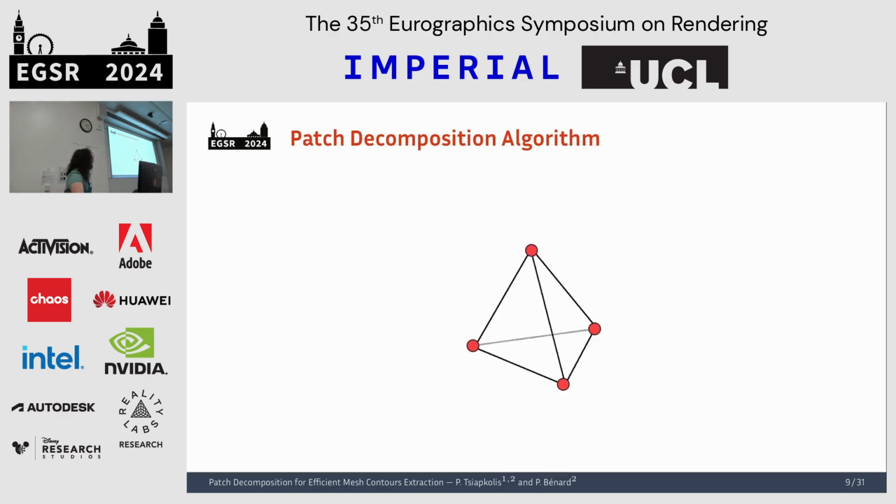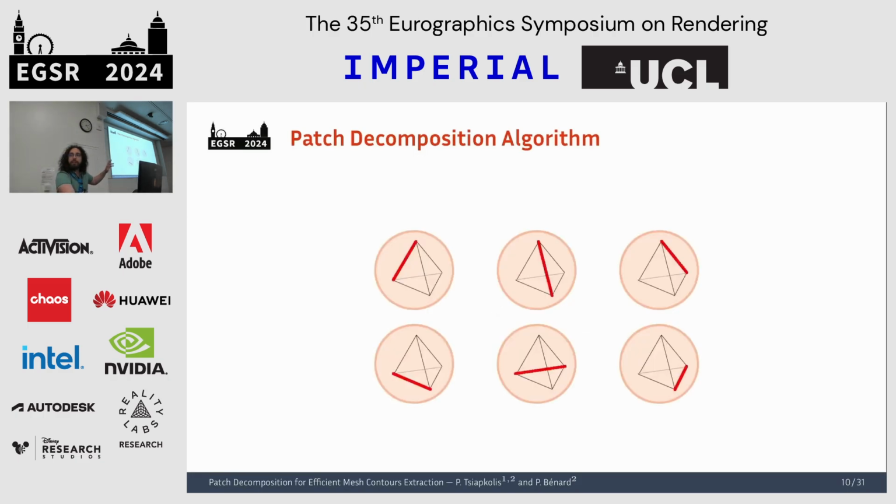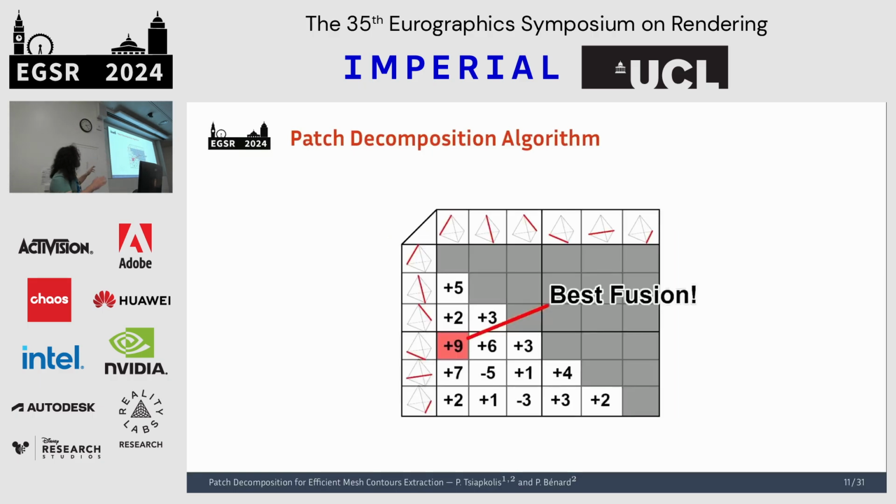So let's take a look at it visually. Let's start with a simple mesh, a tetrahedron, 6 edges, easy. We cut it into 6 patches, each with 1 edge. Then we compute every possible fusion between them and their respective gain. We look in that whole table and see that this one is the best fusion. So let's do that one.